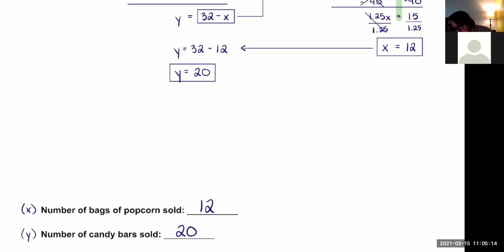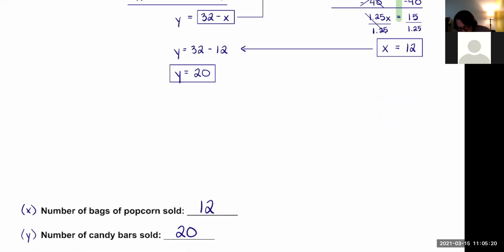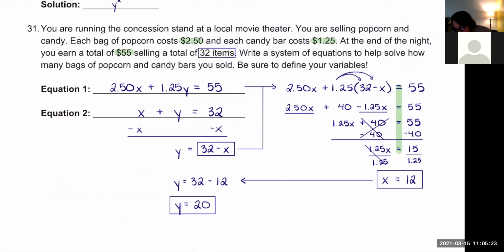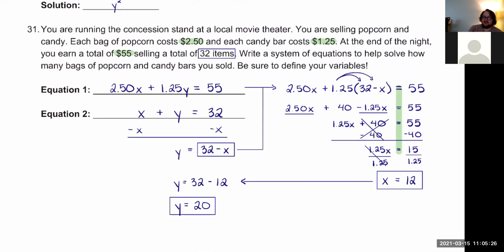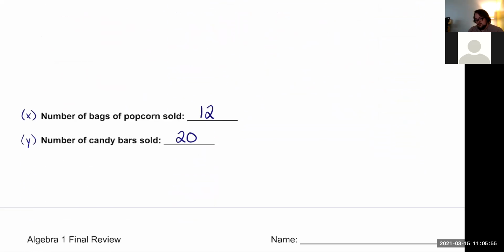And if I wanted to go one step further, I could check if I charged $2.50 times 12 plus $1.25 times 20, odds are you'd come up with the $55 that you ended up with at the end of the night. Good. So this problem could have also been solved with elimination. If you prefer elimination, if you're more successful with it, you should still get the same results. So that was our system of equations. Moving on to our next page.